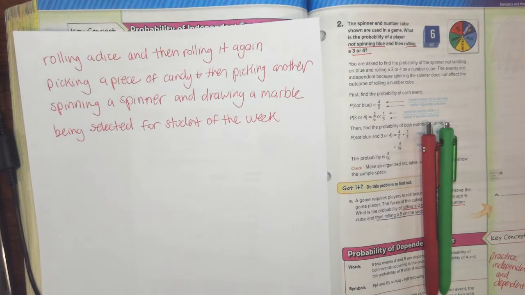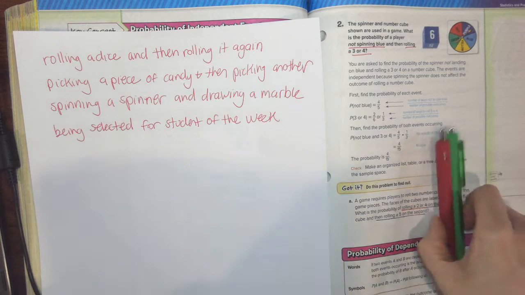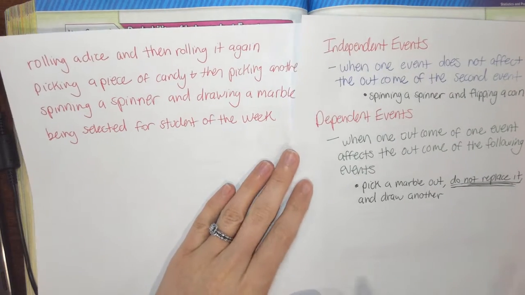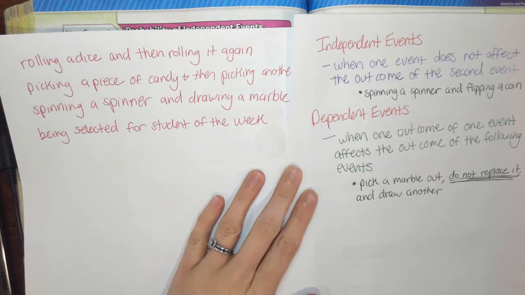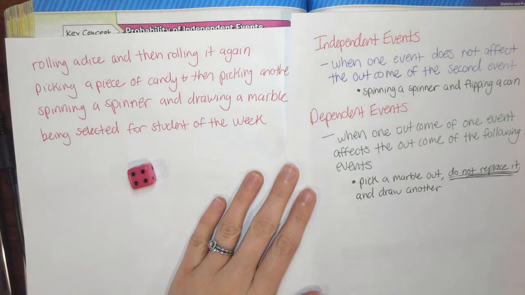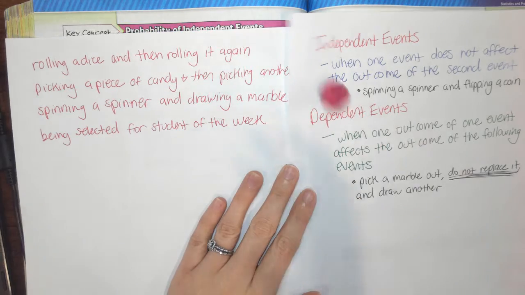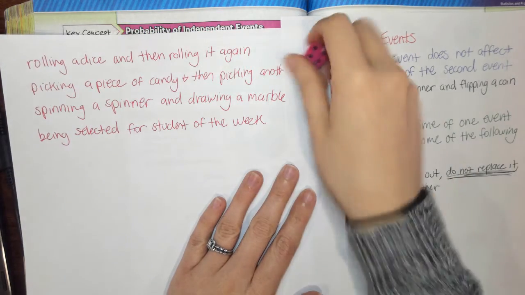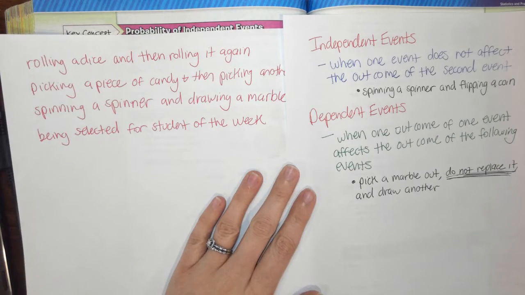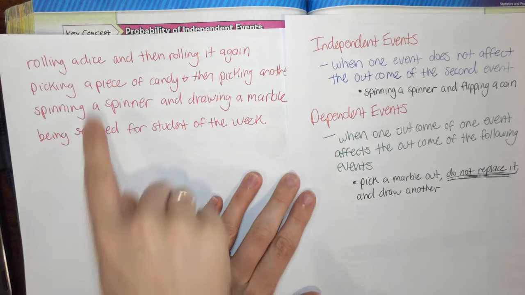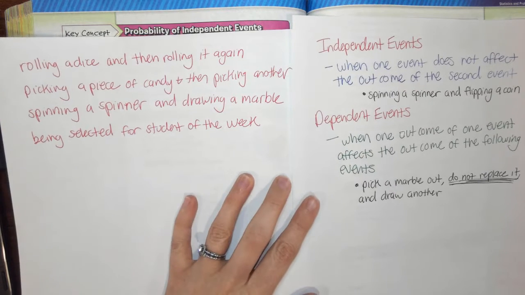So rolling a dice and then rolling it again. So do you think that's independent or dependent? Hopefully you put that, and I'll keep this out, so hopefully you can kind of use that to help you. So rolling a dice and rolling it again, hopefully you put independent, because I rolled a 4, but that 4 has no effect on what I roll next. Luckily I got a 4, but I could get anything the next time. They do not affect each other. It is independent.